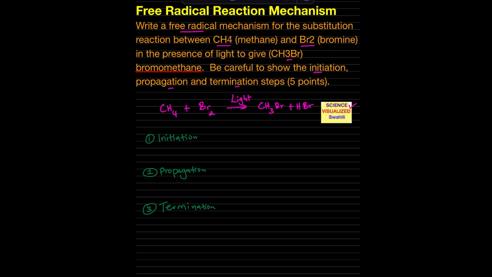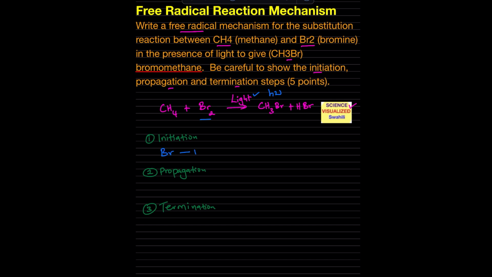For initiation, you use light in this case. Free radical reaction mechanism will require either light or heat. So you will see for light, they will use light or h nu, which also means light, or the other option will be heat. And that's because the Br2 is easily broken in the presence of light or heat. So in this case, we're using light.